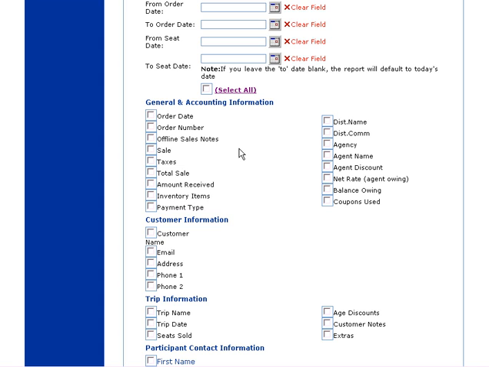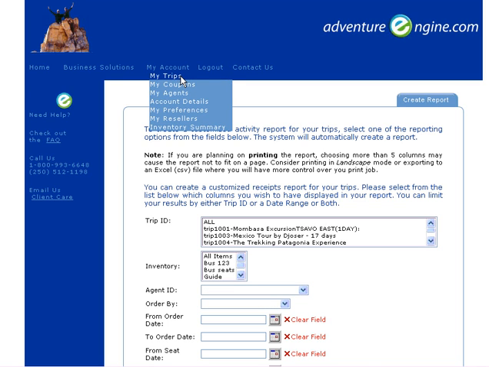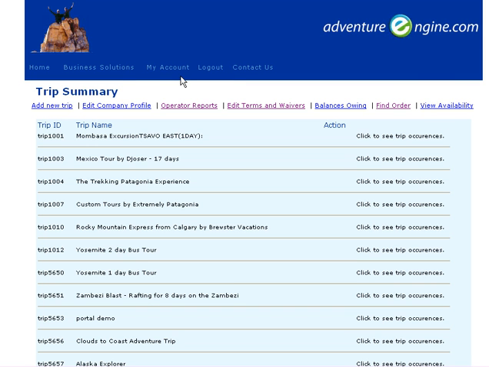This has been a very, very brief overview of how the agent module, which is an additional module with the Adventureengine system, works for tour operators. If you'd like to find out more about how this system can work with your own business model, please give us a call or email us, and we'll set up a free, no-obligation demo online for you, and we can discuss your business model, the applications of the system, and the best way it can work for you.